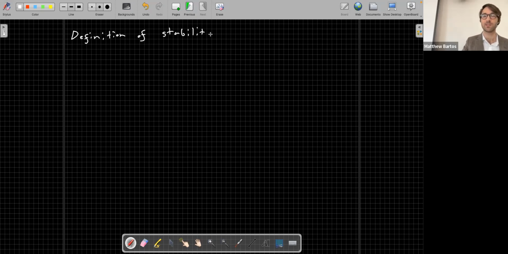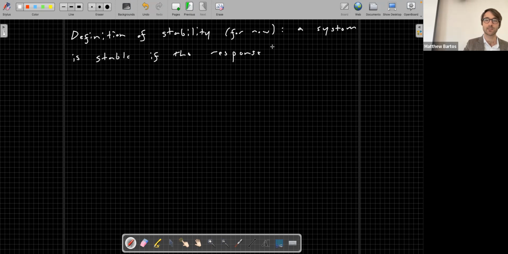So I'm going to write definition of stability for now. Okay. And I will express it as follows. A system is stable if the response remains bounded given a bounded input.